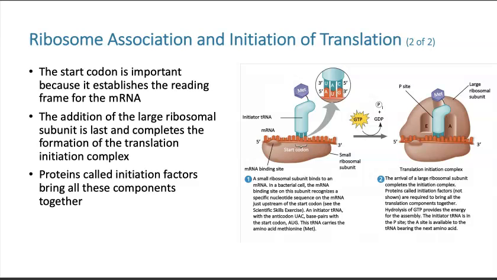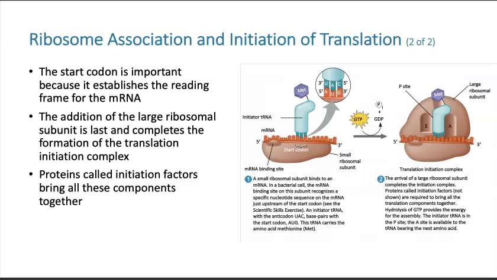One of the things that's really important to understand is the start codon. It's extremely important. It's found in all messenger RNA, because it establishes the reading frame for the growing protein. So they always start with AUG, and then each codon is a 3-letter group after that AUG.